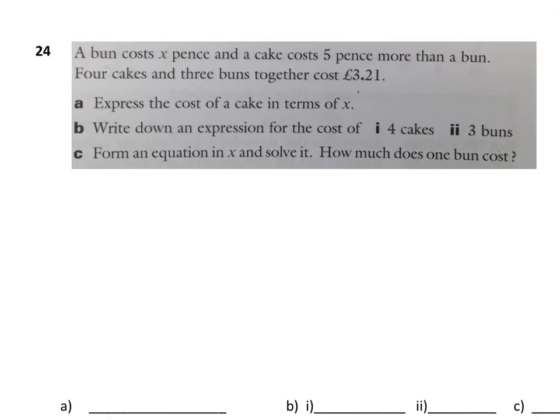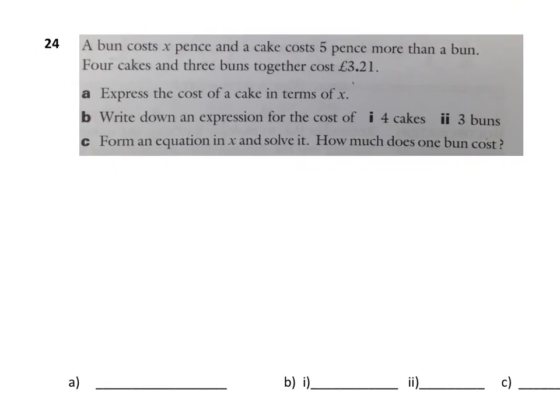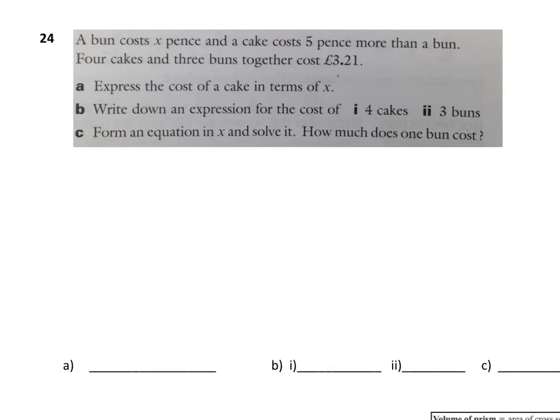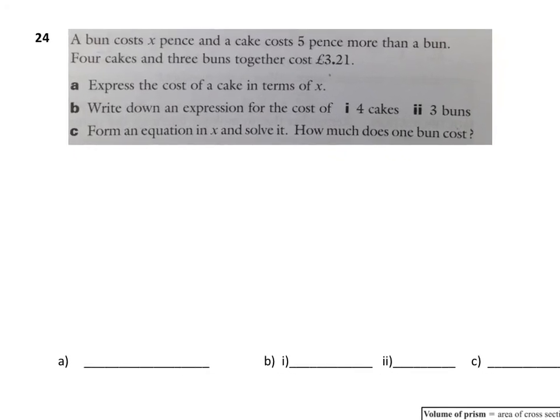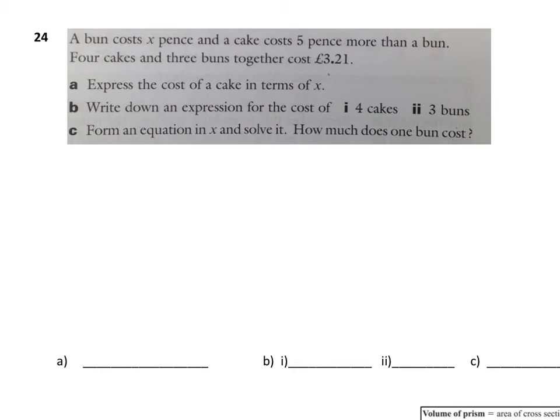24. A bun costs x pence and a cake costs 5 pence more than a bun. 4 cakes and 3 buns altogether cost £3.21. Express the cost of a cake in terms of x. Well, a bun is x pence, a cake is 5 pence more than a bun. So 5 more than x would be x plus 5. So remember, that's the cake price.